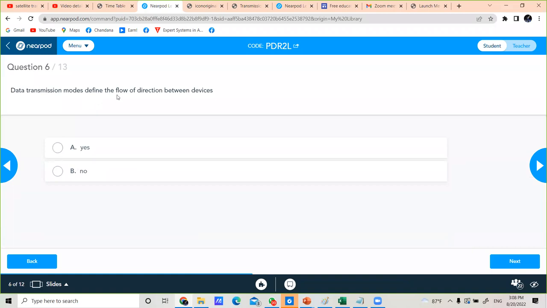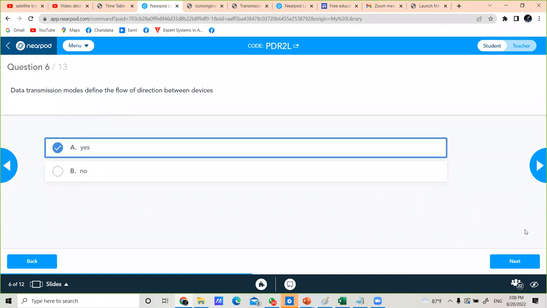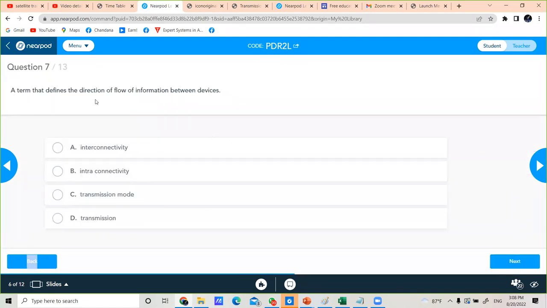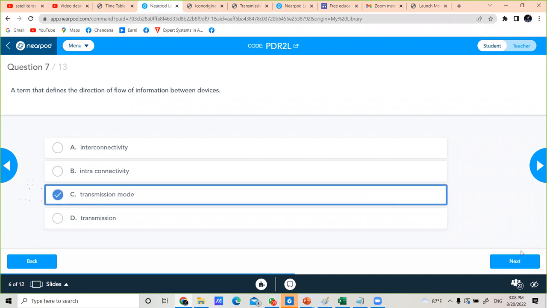Data transmission mode defines the flow of direction between devices. Yes. Transmission mode always defines the direction, the flow of direction. Therefore, it is yes. A term that defines the direction of flow of information between devices. The same question asked a different way. Transmission mode.